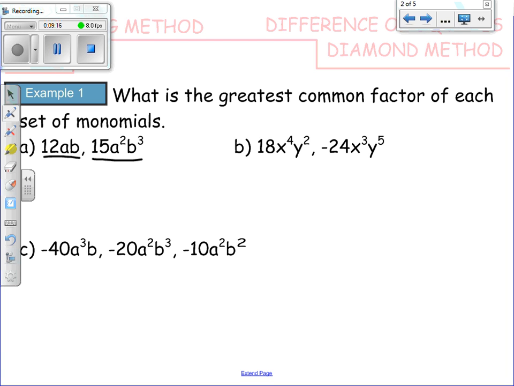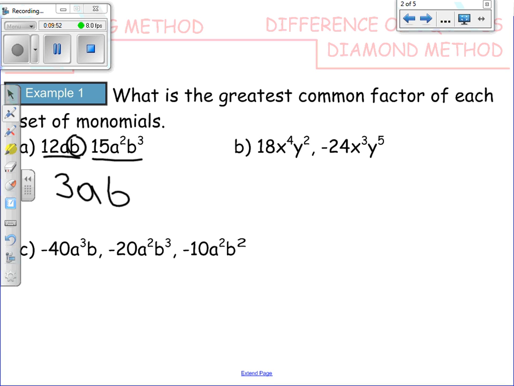What's the next term that you see? Yeah, AB. So what's the greatest thing that divides into the A squared? Just 1A. And for the B's, just 1B. 3AB would be your greatest common factor. You can't divide out B squared because there's only 1B here. So you're limited. Let's take a look at this one.